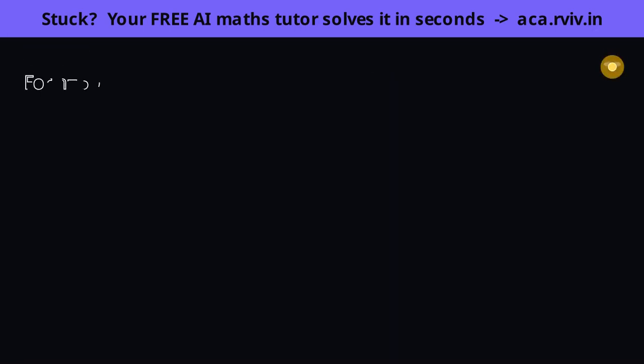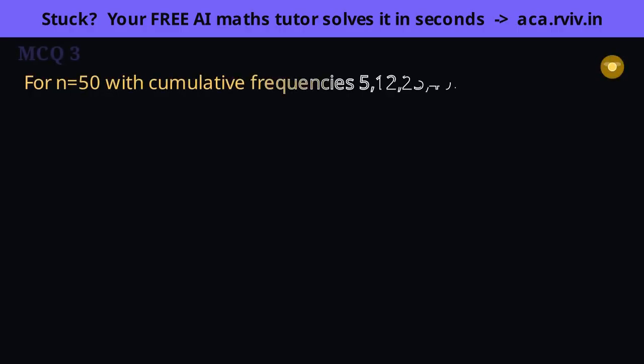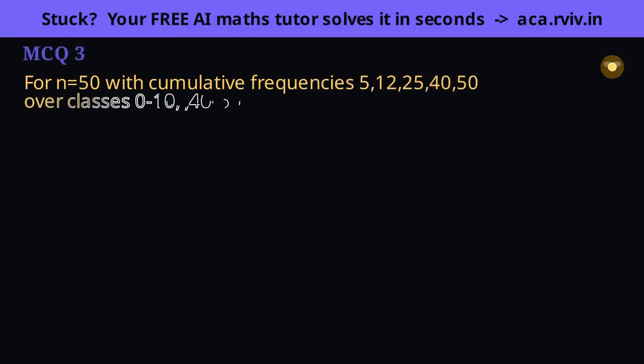The median class is the one where the running total, the cumulative frequency, first reaches n over 2, because that's where, on the ogive, we cross the halfway height. So first compute n over 2, then walk up the cumulative column.